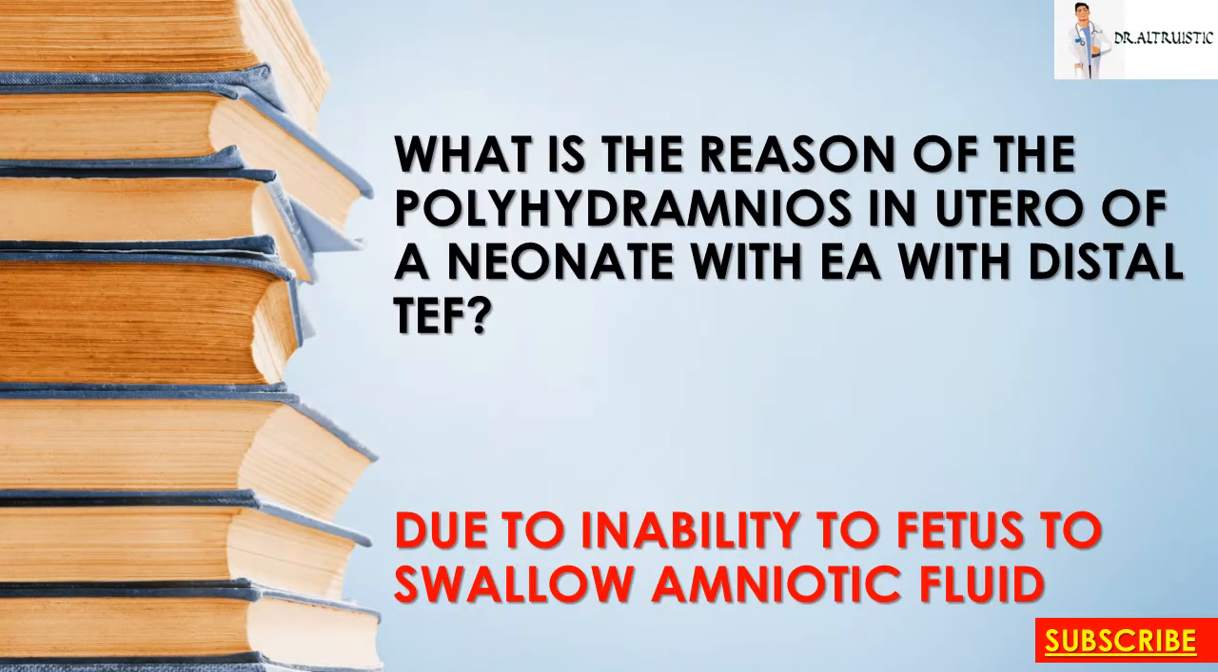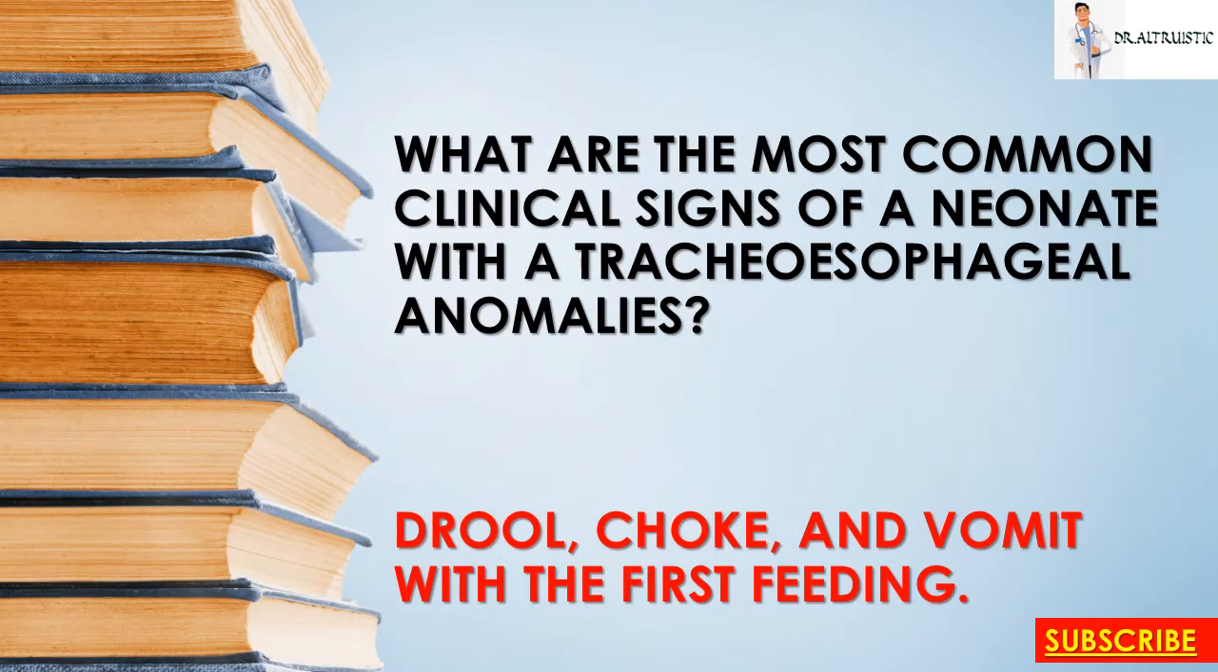What is the reason of the polyhydramnios in utero of a neonate with EA with distal TEF? Due to inability of the fetus to swallow amniotic fluid. What are the most common clinical signs of a neonate with a tracheoesophageal anomaly? Drool, choke, and vomit with the first feeding.